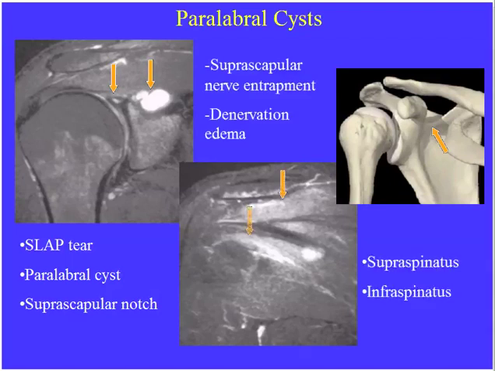This is a T2 weighted coronal image showing high signal within both the supraspinatus and infraspinatus tendons. And this represents acute denervation atrophy, acute denervation edema within the muscles. And the question may be what nerve has been compressed by the paralabral cyst. And this would be the suprascapular nerve. Now, if this cyst dissected more posteriorly into the spinoglenoid notch, you would only have high signal within the infraspinatus muscle because the innervation of the supraspinatus would have already occurred.